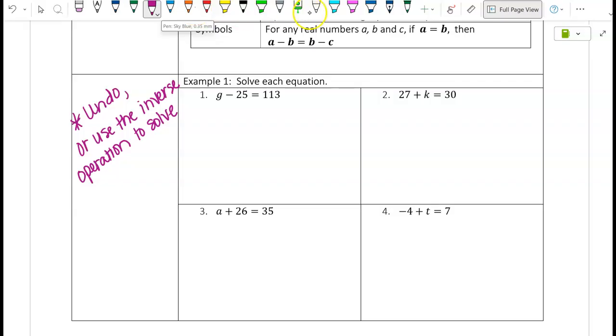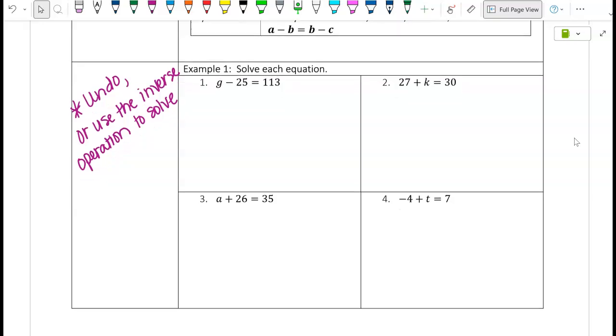So if I look at the first example here, g minus 25 equals 113. So again, the goal here is I need to have g by itself, which means I need to get rid of that minus 25. And how can I get rid of a minus 25?